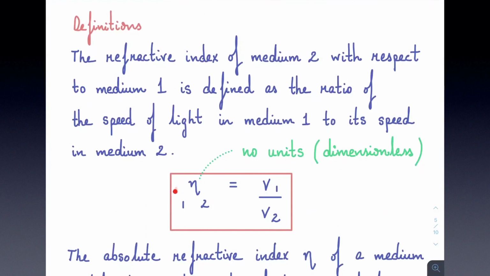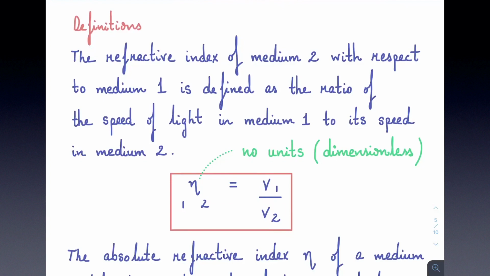So we define eta 2,1, the refractive index of medium 2 with respect to medium 1, as the ratio of the speed of light in medium 1, we're calling it v1, to its speed in medium 2, v2. So eta 2,1 is equal to v1 on v2, ratio of speeds. Note that the refractive index is hence a dimensionless quantity, meaning that it has no units. Meters per second in the numerator cancel with meters per second in the denominator, leaving us with no units.